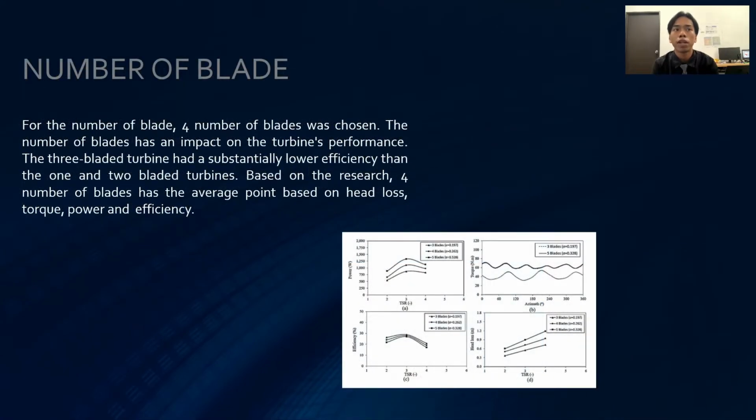For the number of blades, 4 blades were chosen. This is because the number of blades has an impact on the turbine performance. The 3-bladed turbine had a substantially lower efficiency than the 1 and 2-blade turbines. But based on the research, 4 blades has the average point based on the head loss, torque, power, and efficiency.